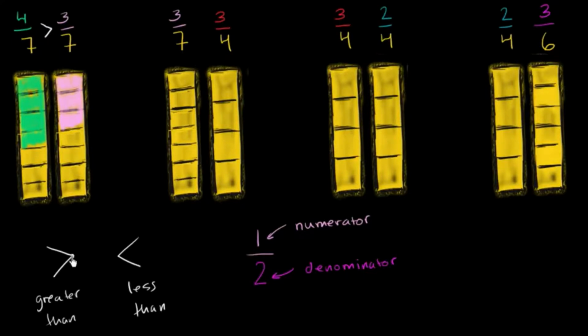And the way that I remember it is that for either symbol, the small pointy side is always on the side of the smaller number, and the big open side is always on the side of the larger number. So here, the big open side is opening towards the 4/7, the small pointy side towards the 3/7. 4/7 is greater than 3/7.